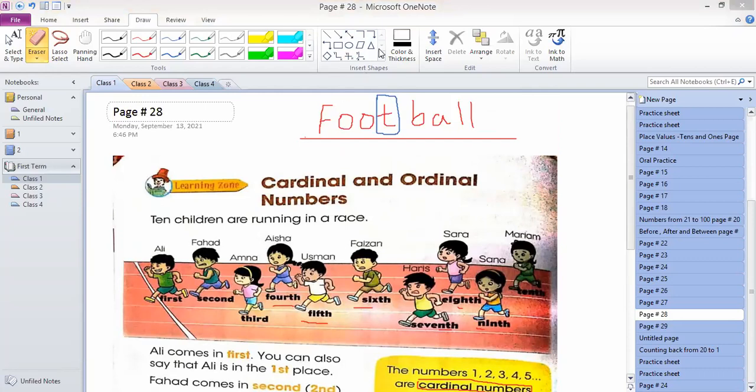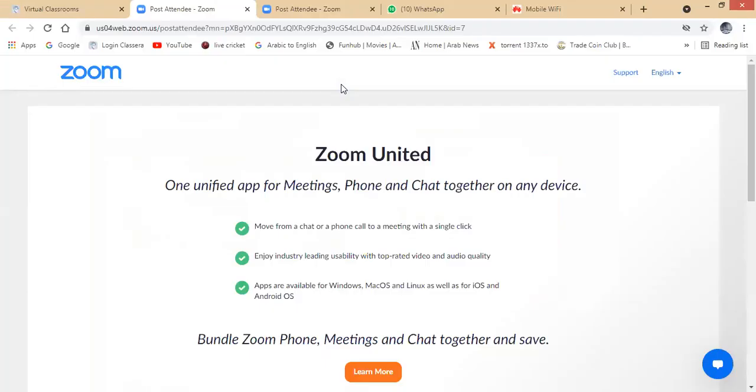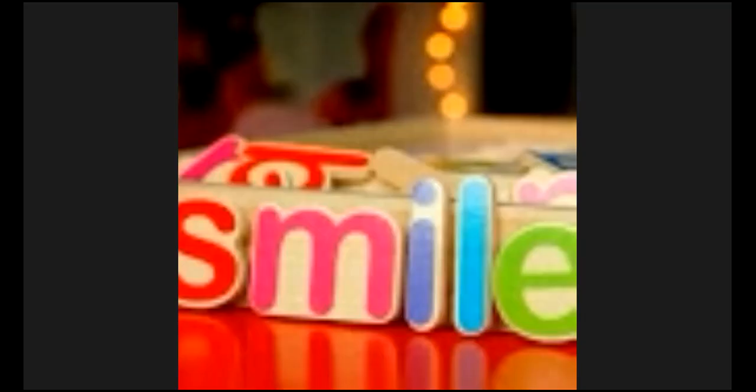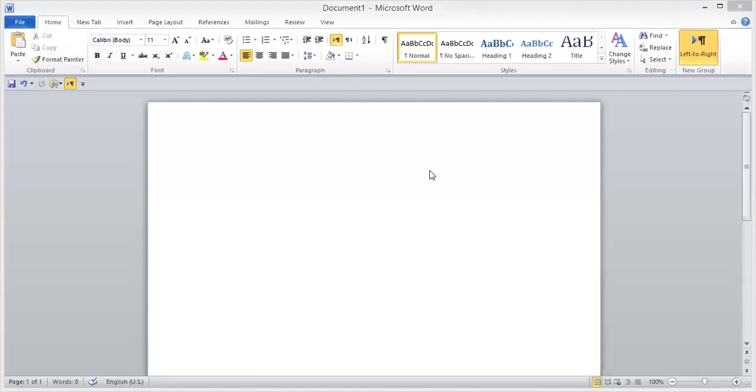That's very good. Now take out your notebooks, please. We will do some work in the notebook. Take out your notebooks, please. Can you see the new screen, guys?